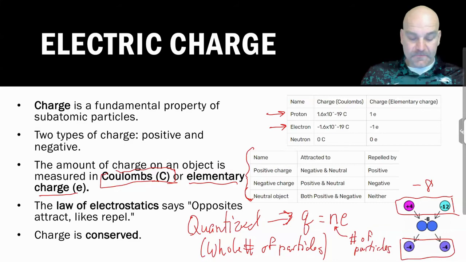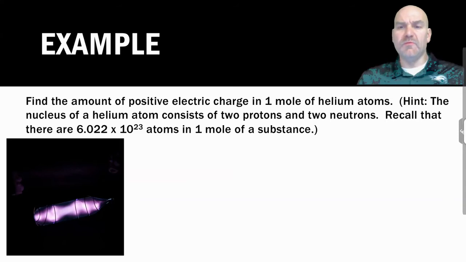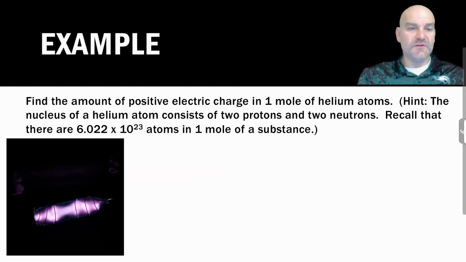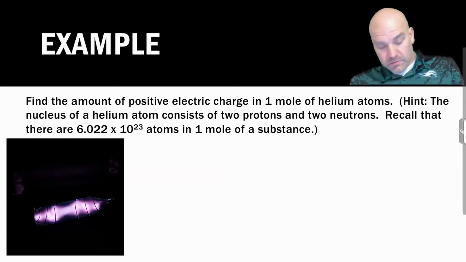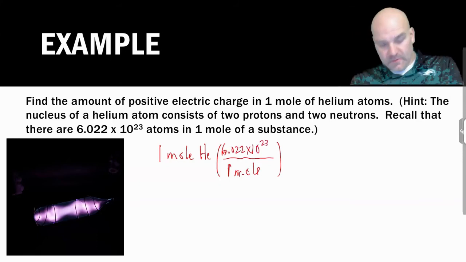All right, so let's look at a quick example. Here it talks about find the amount of positive electric charge in 1 mole of helium atoms. Hint: the nucleus of a helium atom consists of 2 protons and 2 neutrons. And recall that there's the Avogadro number of particles or atoms in a mole of a substance. So we're looking at 1 mole of helium, and we know that 1 mole of a substance is 6.022 times 10 to the 23 particles.